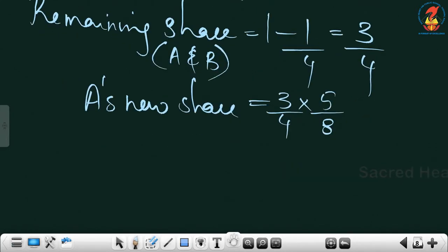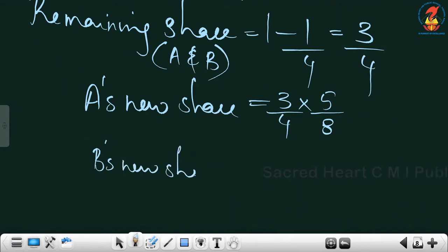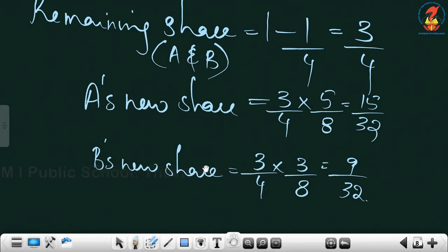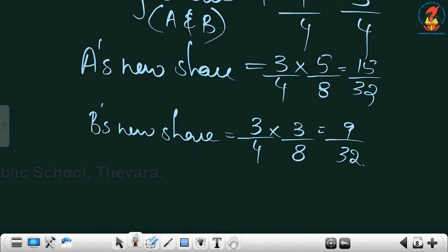3/4 into 5/8. Then similarly you have to do for B also, which is equal to 3/4 into 3 by 8. So it is 15 by 32. Here it is 9 by 32. You must know how to solve all these simple calculations. Learn maths first before you study accountancy.